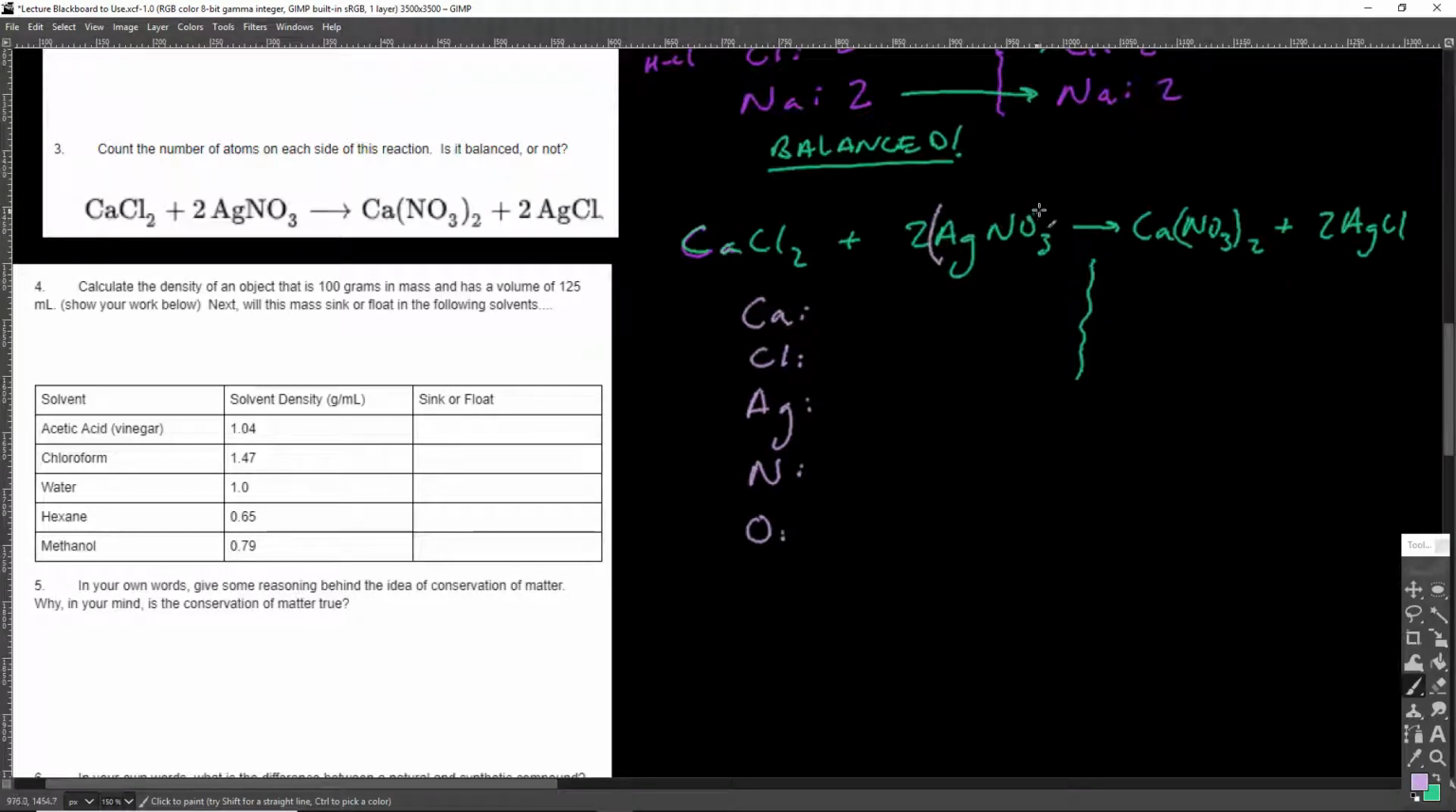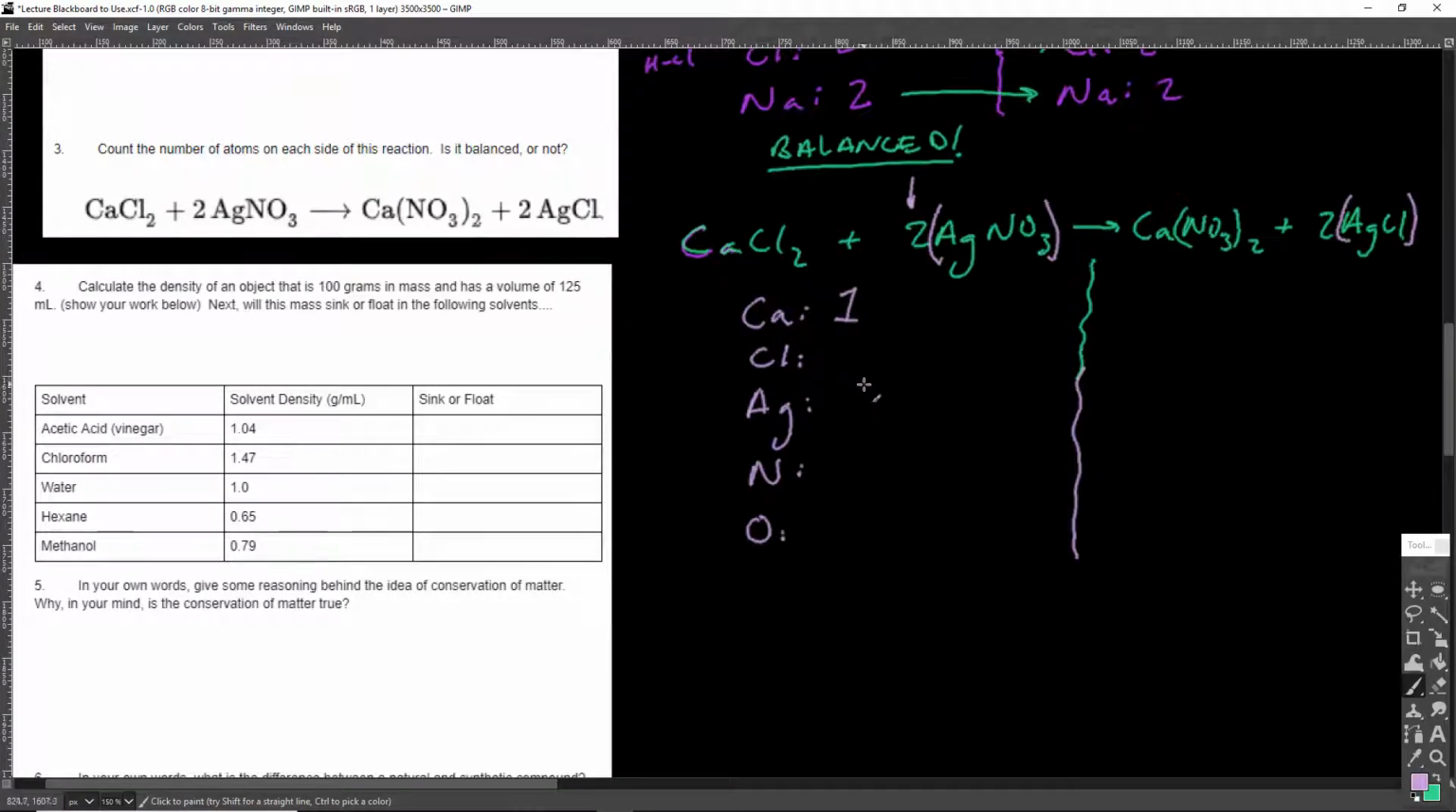So put your parentheses, whenever you see that coefficient, put your parentheses around the molecule. And if you're struggling with this idea of the coefficient, you realize that this means that there's two molecules of this whole thing right here. Okay, so I'm gonna extend that down. How many calciums are there on the left-hand side, or in the reactants? I only see one.